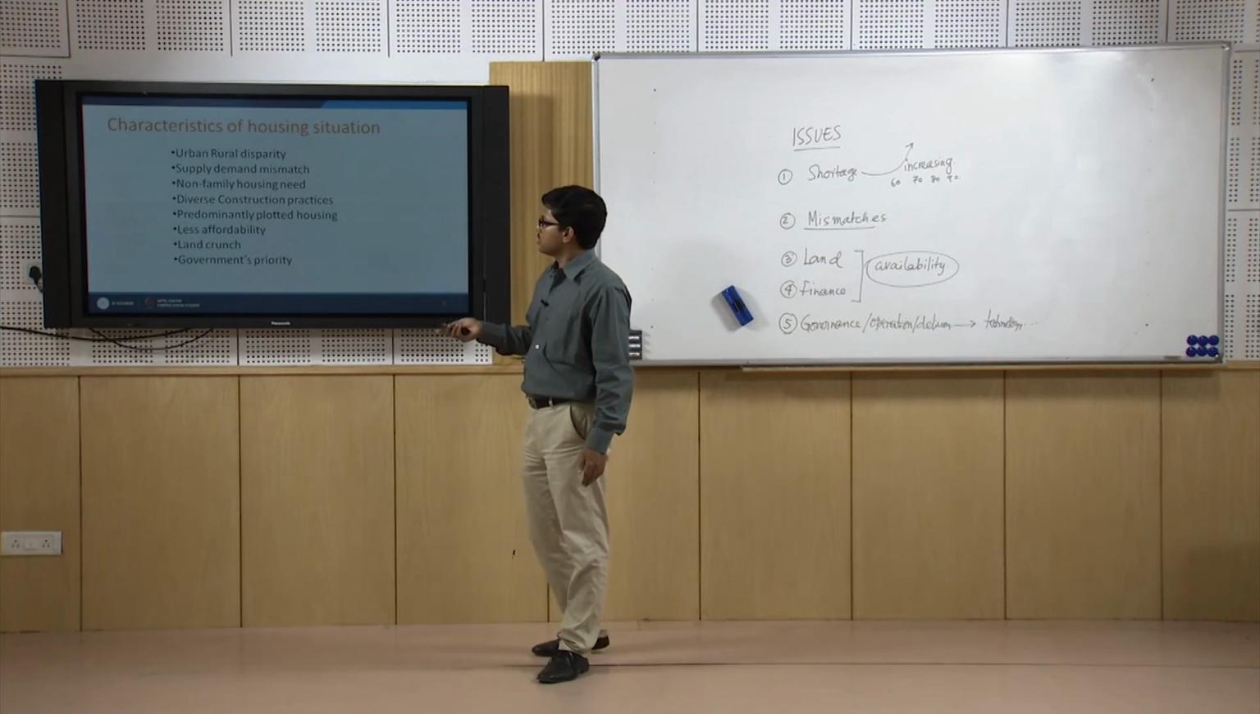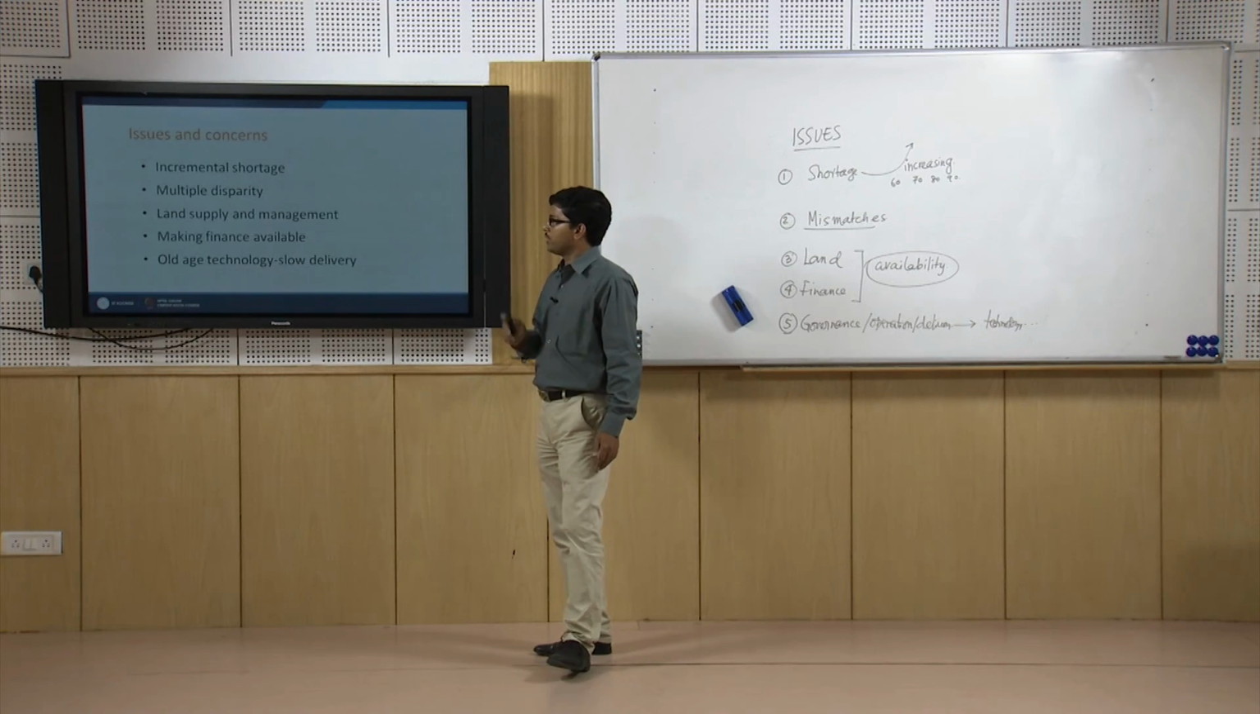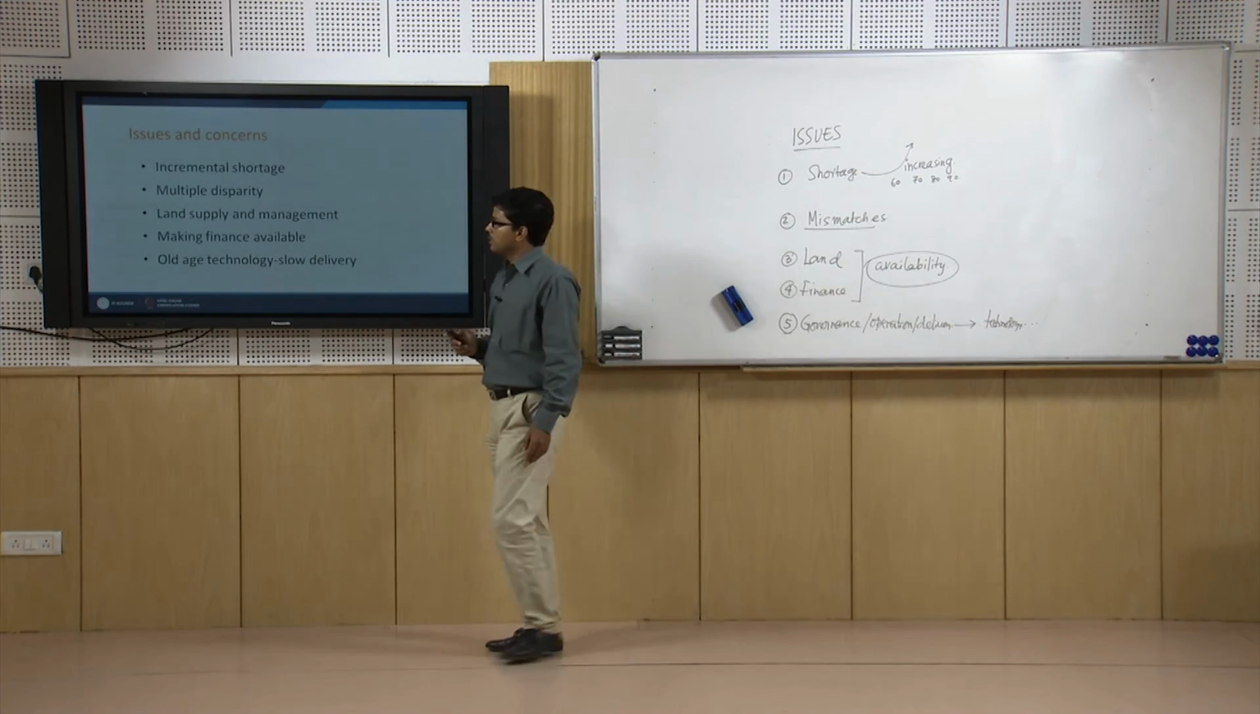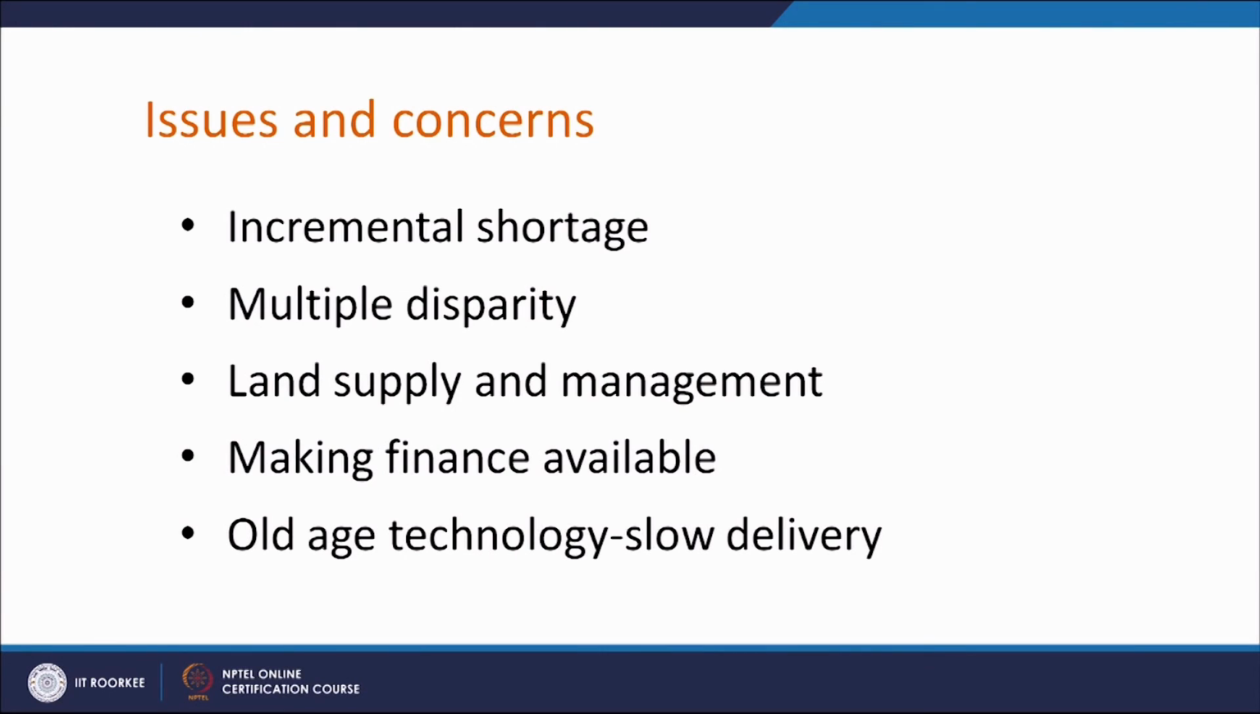Based on this, these are the characteristics, and we have identified a few issues which we discussed already. First is the incremental nature of the shortage, which is not reducing. There are multiple types of disparities. Then the land supply: making land available and its management at the city level, how we dispose of the land, how we get the land, how we distribute the land, that is always an issue. Making finance available, both individual housing finance and institutional project finance, are issues in India. And technology and slow delivery, which we discussed, is the most important issue.